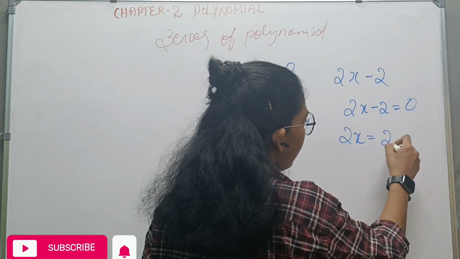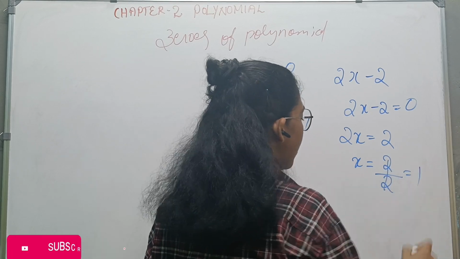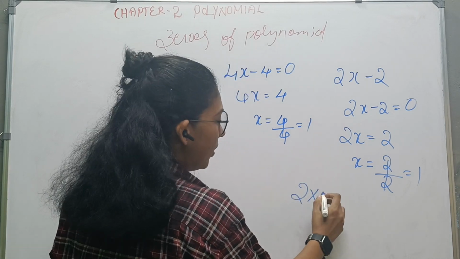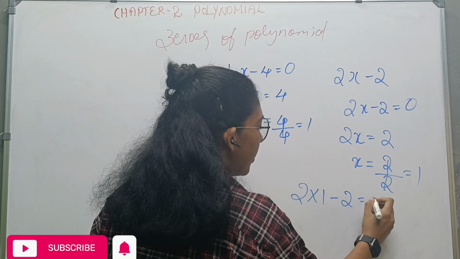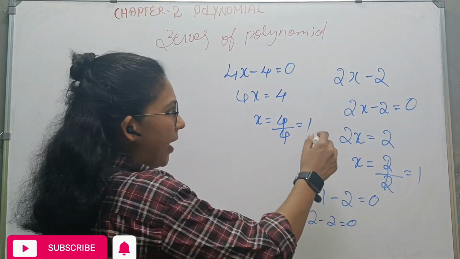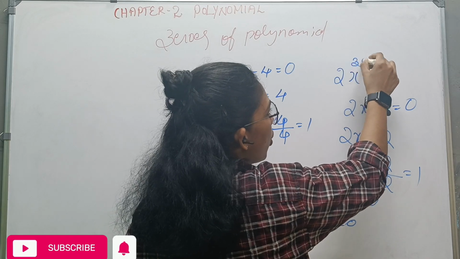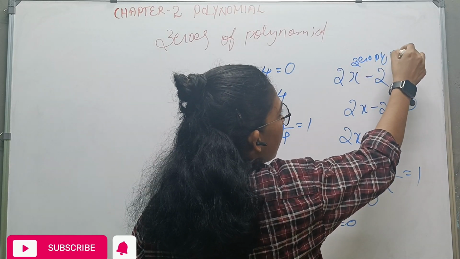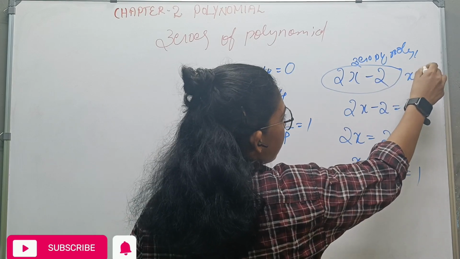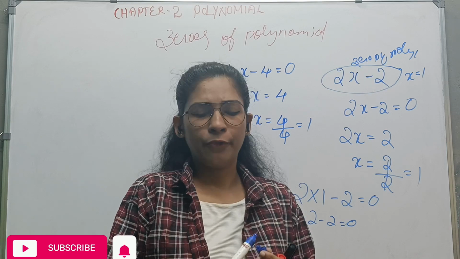Then 2x is equal to 2. Then x is equal to 2 upon 2, which is equal to 1. If we place the value in this polynomial, that is 2 times 1 minus 2 is equal to 0. 2 minus 2 is equal to 0. So we can say that the zero of the polynomial in this expression is x is equal to 1. Okay, hope it is clear for you.